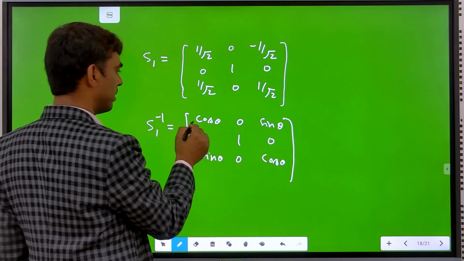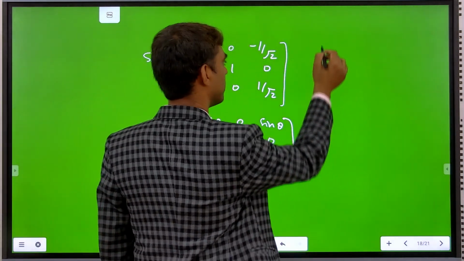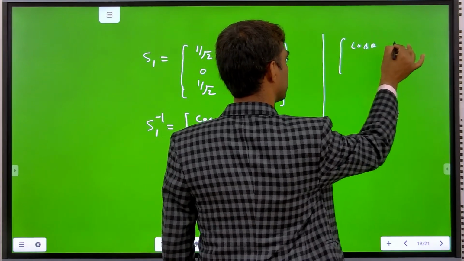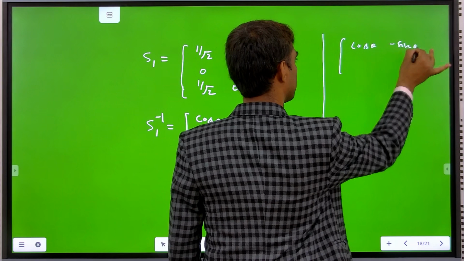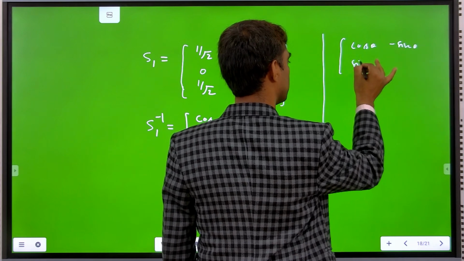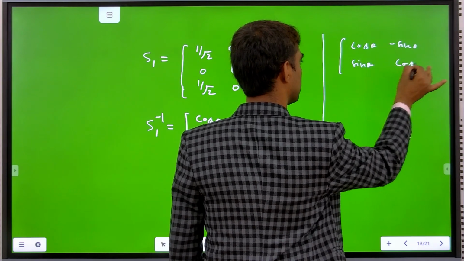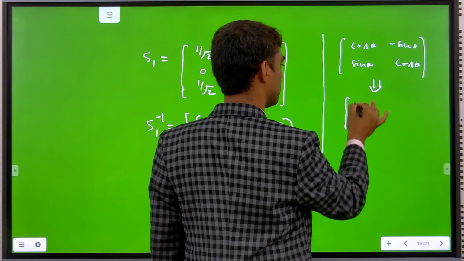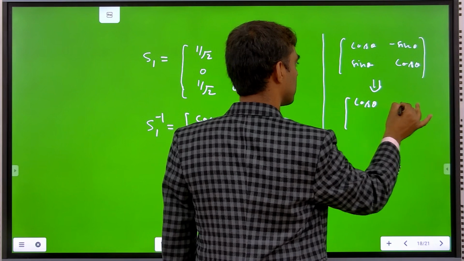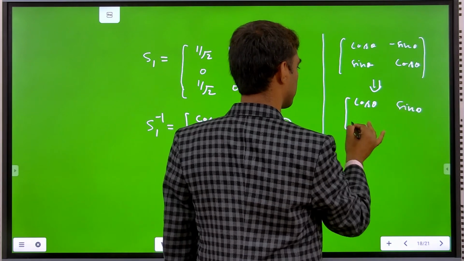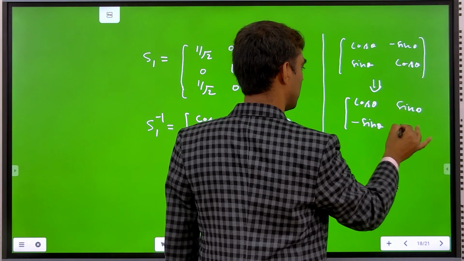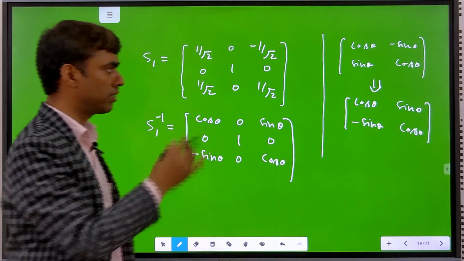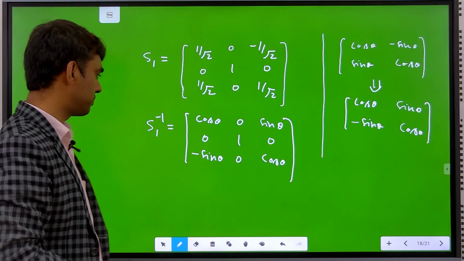In place of the matrix S, here this one is a matrix with cos theta, minus sin theta, and this one is sin theta and this one is cos theta. The inverse of this matrix is cos theta, sin theta, minus sin theta and cos theta, as we discussed in a previous lecture on how we find the inverse of this matrix.